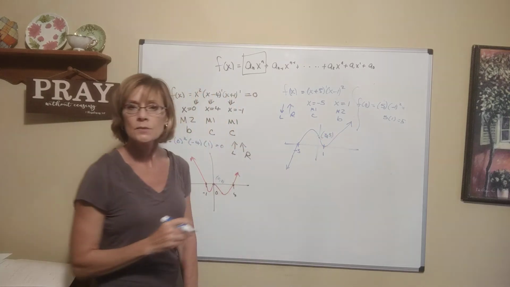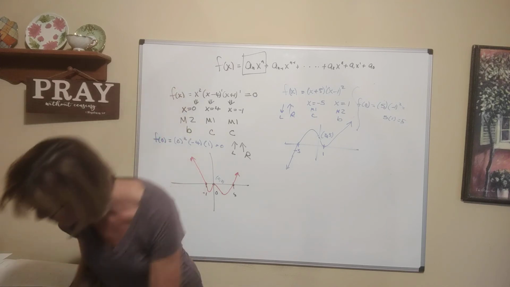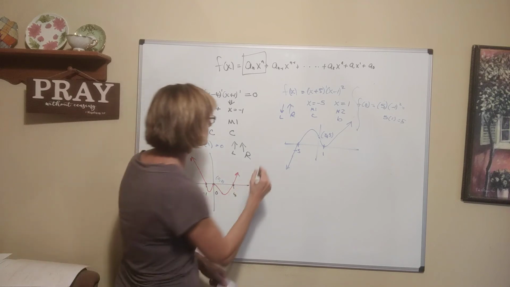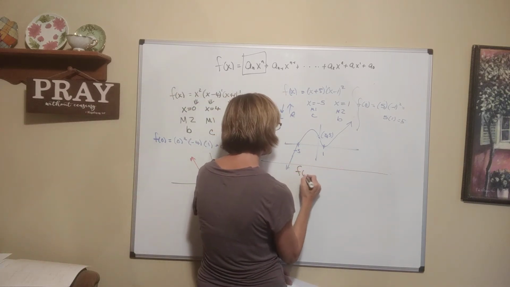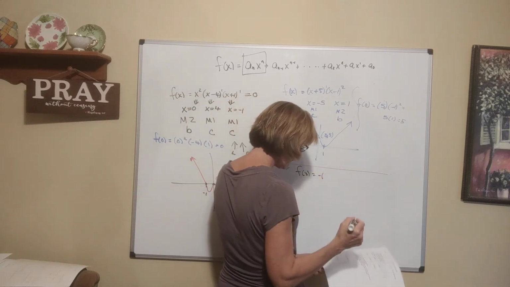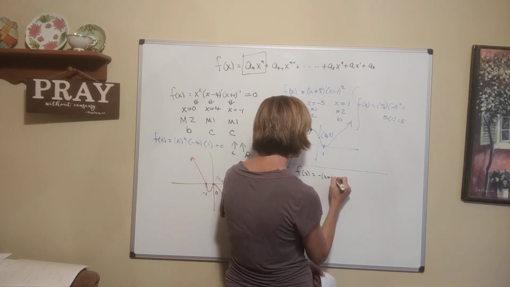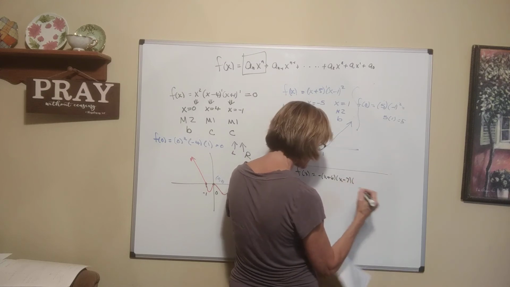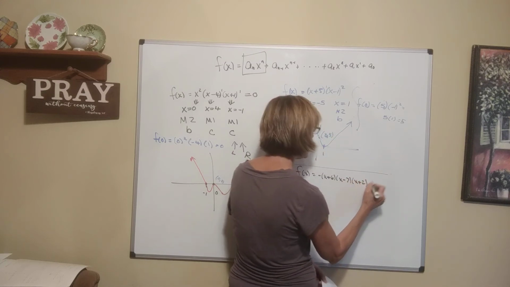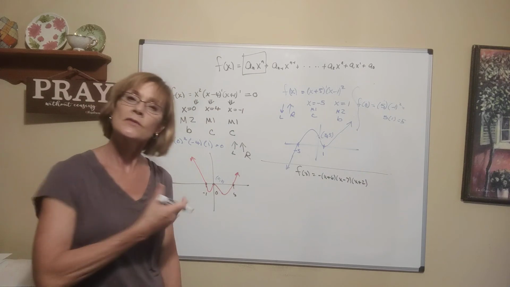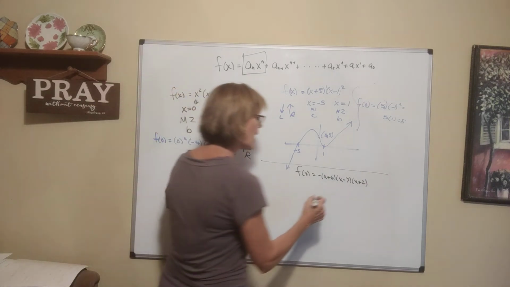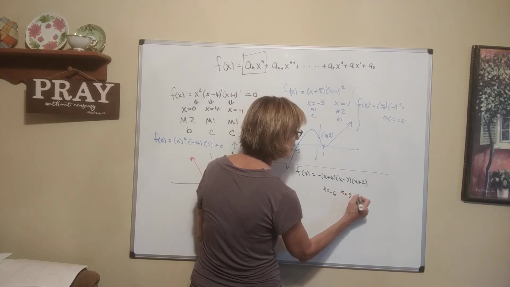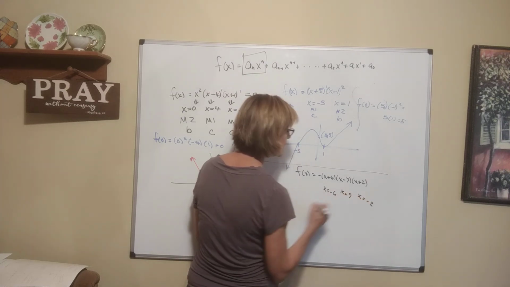All right, the last one we're going to do is f of x is negative x plus 6 times x minus 7 times x plus 2. All right, let's go through and find the zeros. If I set this equal to 0 and solve, I will get x is equal to negative 6, x is equal to 7, and x is equal to negative 2.